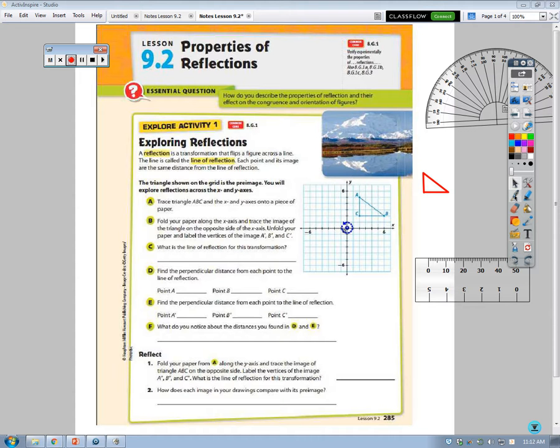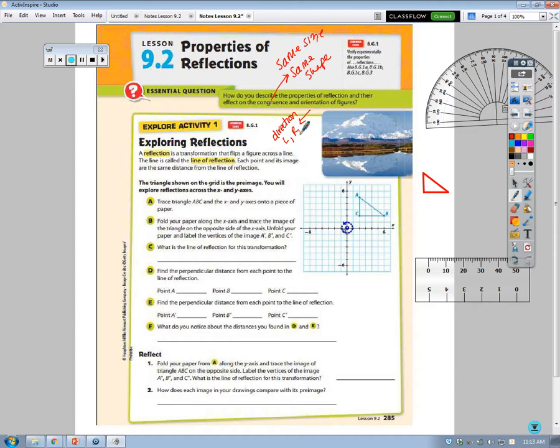And remember, congruence means what? Congruence is same size, same shape. Okay? And orientation is direction, right? So like top, bottom, left, right.